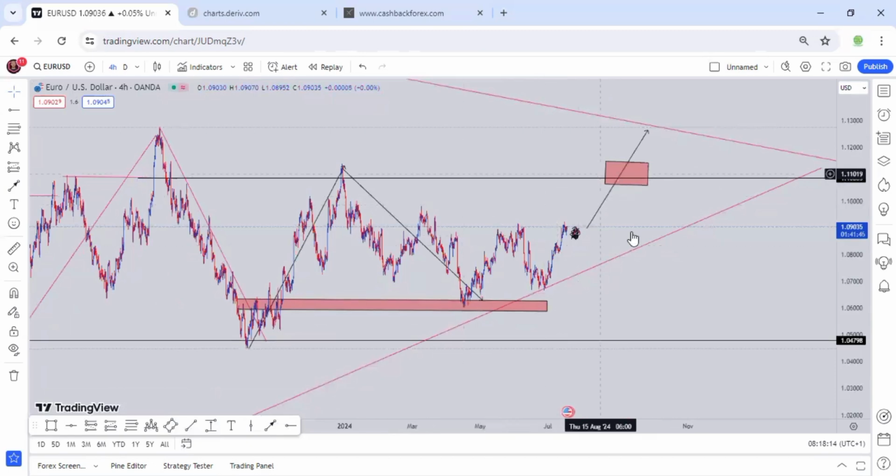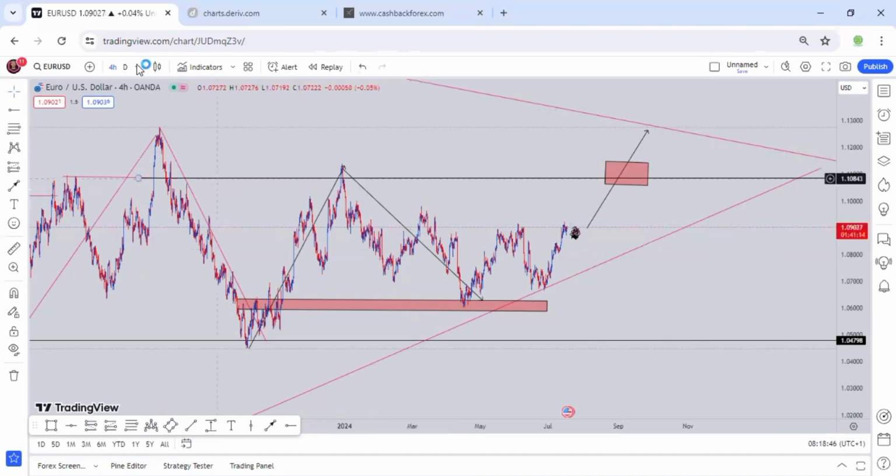Unless this level and this level is taken out. If this level is taken out, we are going to be selling in regards to the higher time frame. If this level is hit and price goes down, we're also going to be selling from the higher time frame perspective, right? But if this level is broken to the upside, then we start changing our higher time frame bias to the upside to become bullish.